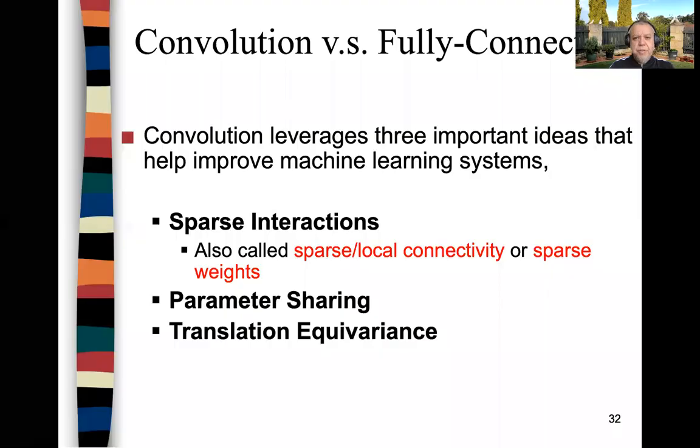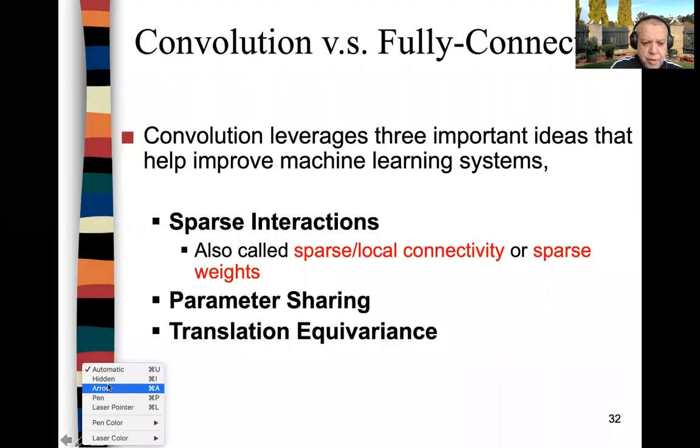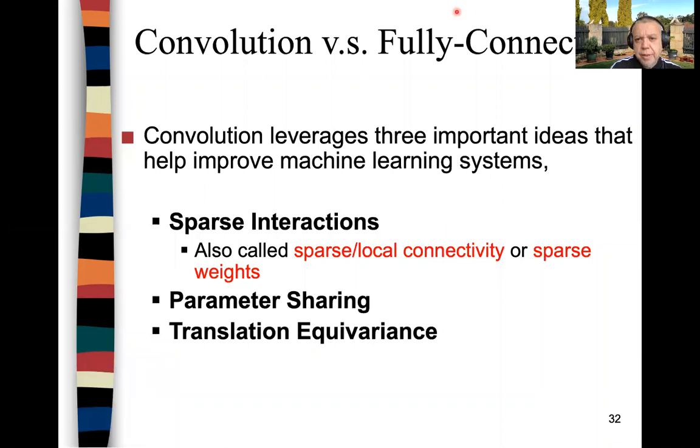Okay, so far we've seen fully connected networks like the multi-layer perceptron. We've seen how the convolution works. Now we want to compare, because CNNs have been so popular. So we want to see what advantages CNNs have compared to fully connected networks.